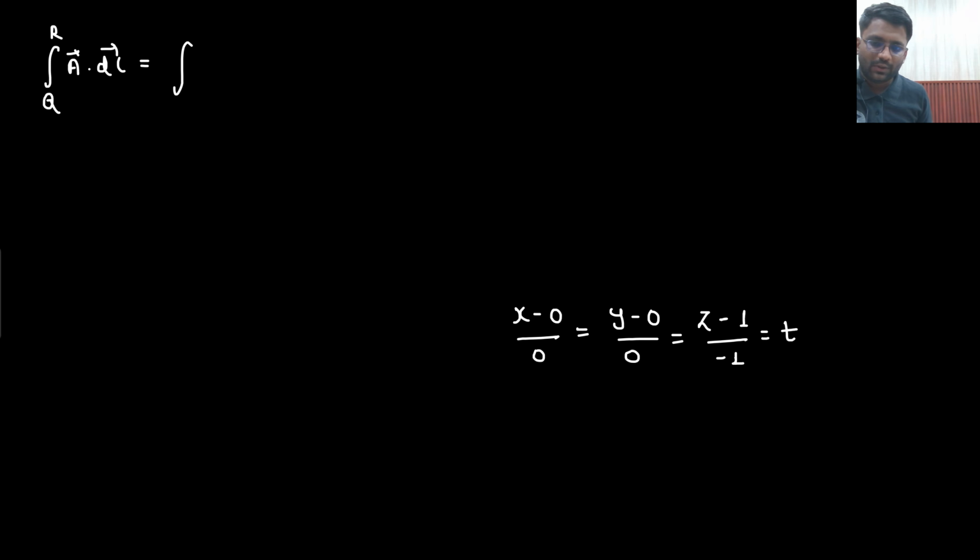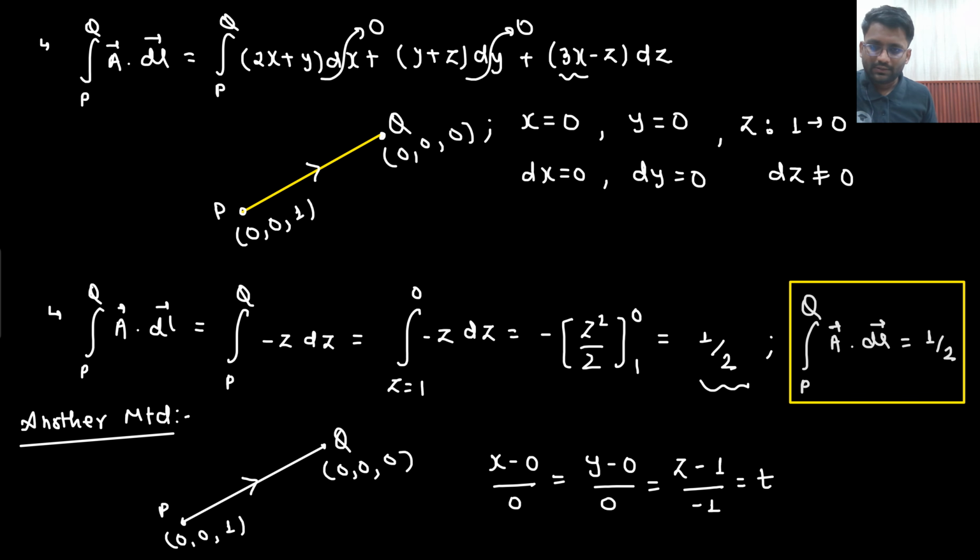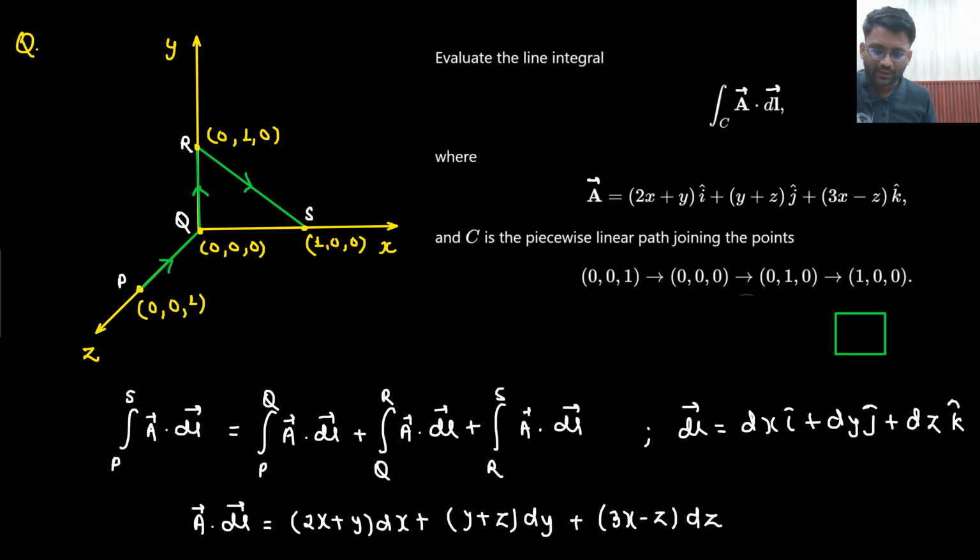Now we need to go from Q to R. Q to R, A dot dl we are supposed to calculate. This is our target now. This is something we need to calculate. So again the same thing we are supposed to calculate, that this vector field I need to take into action.